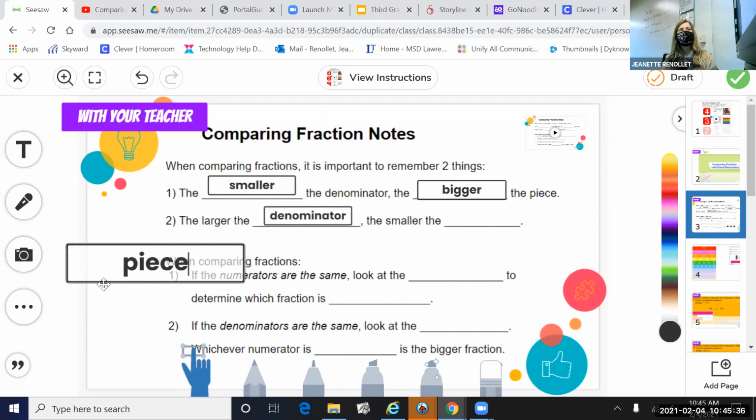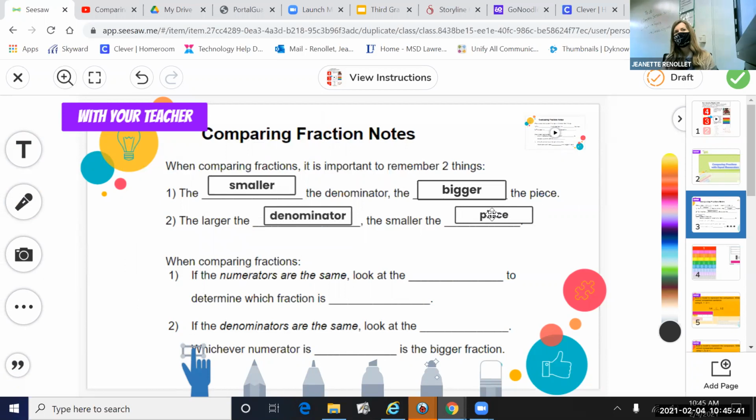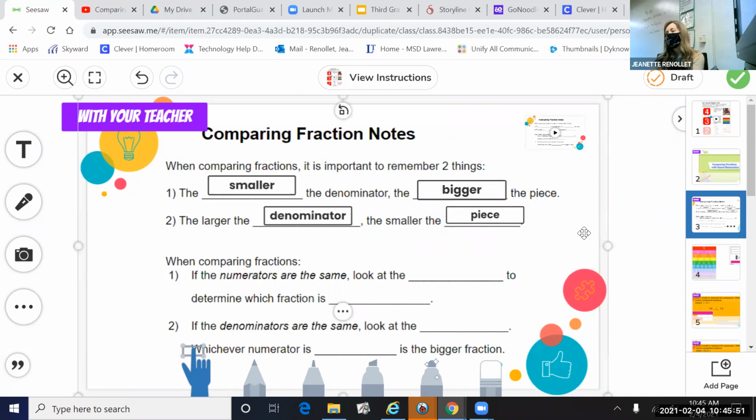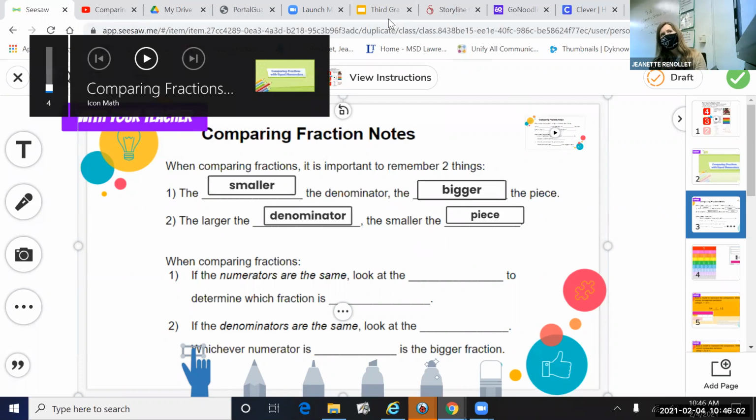Think about my example. If I cut a pizza into 100 pieces, that's a big denominator, but the piece is actually very small. Right? The smaller the denominator, the bigger the piece. The larger the denominator, the smaller the piece. Go ahead and take 1 minute to finish typing in those notes.